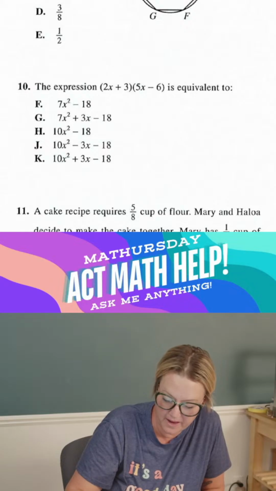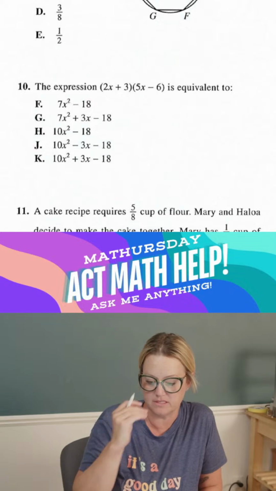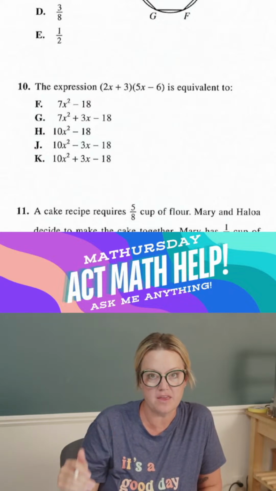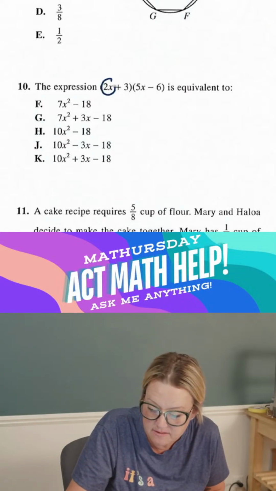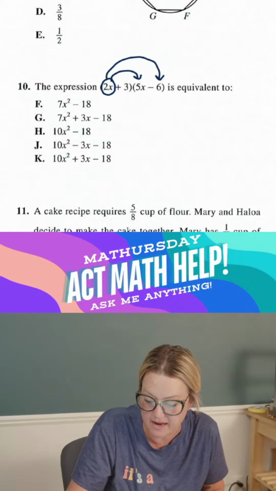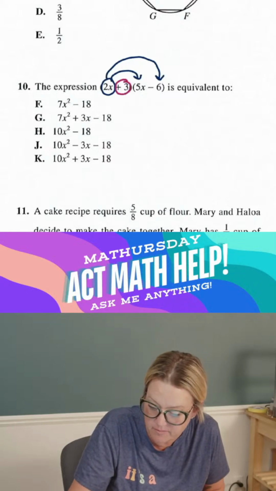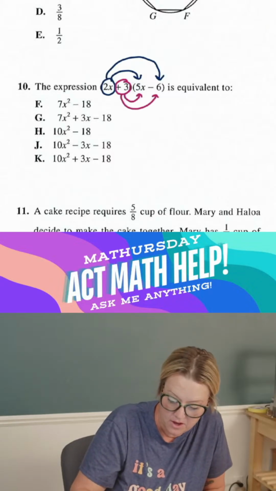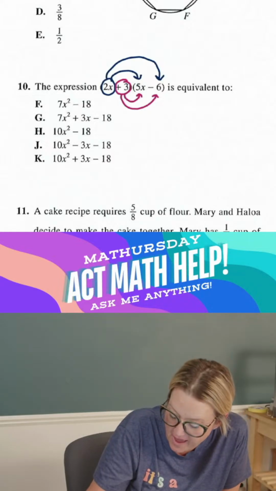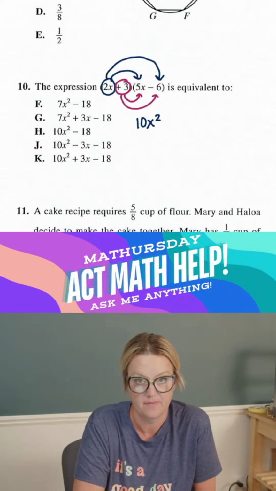All right, so when we're multiplying these different polynomials together, these different binomials together, we want to make sure that everything gets multiplied by everything, okay? So 2x needs to be multiplied by 5x, and it needs to be multiplied by -6. And then the plus 3 needs to be multiplied by 5x and -6. Okay, so when I do 2x times 5x, that gives me 10x squared.